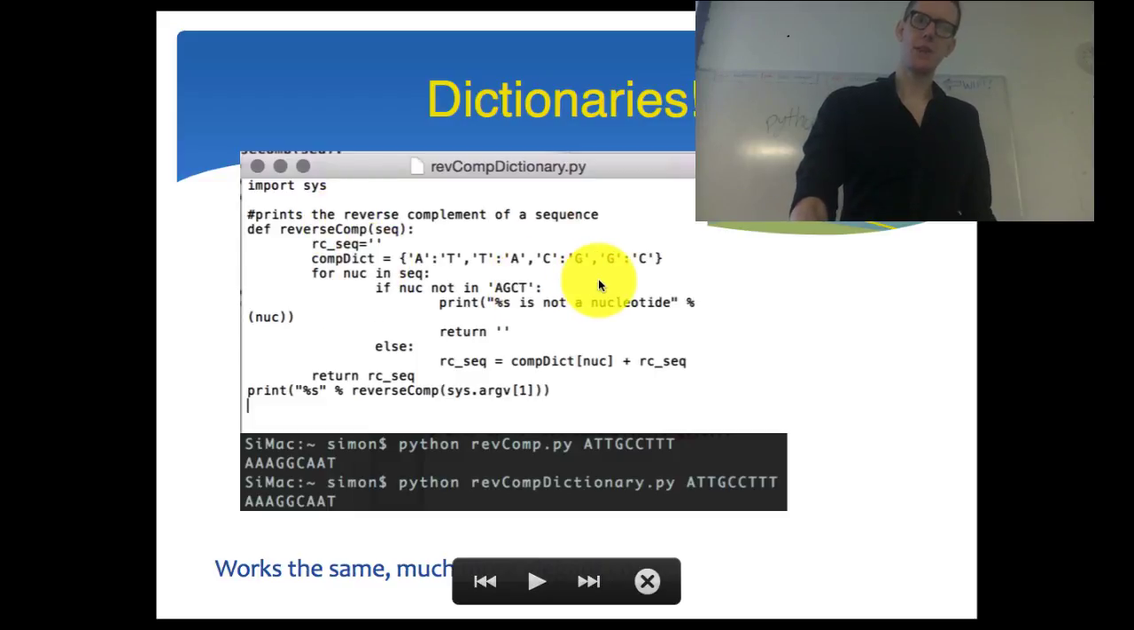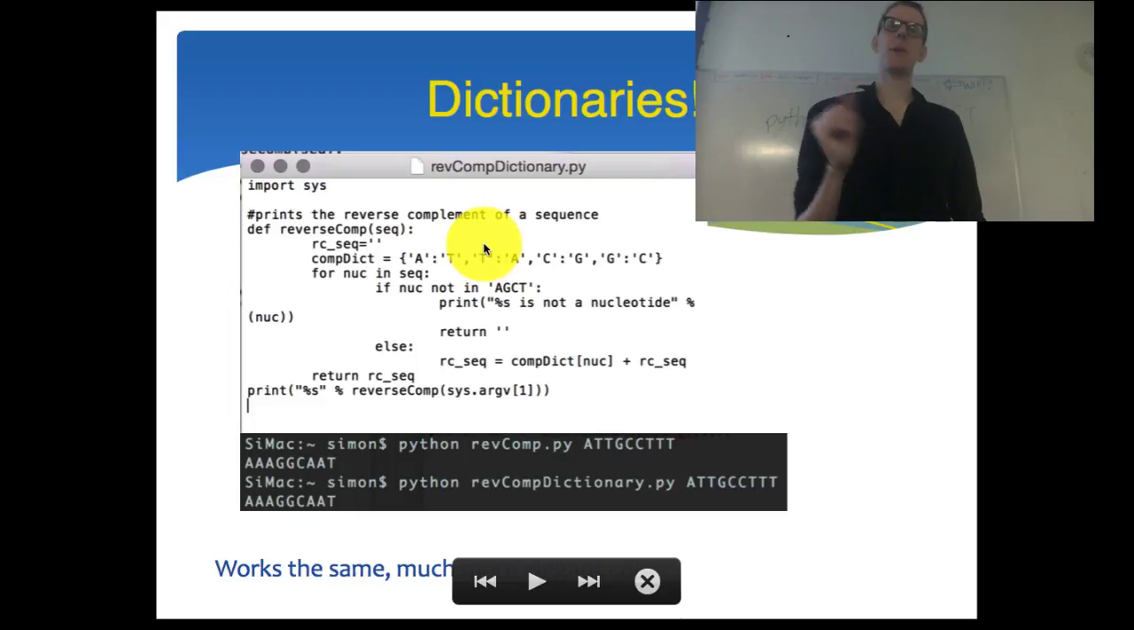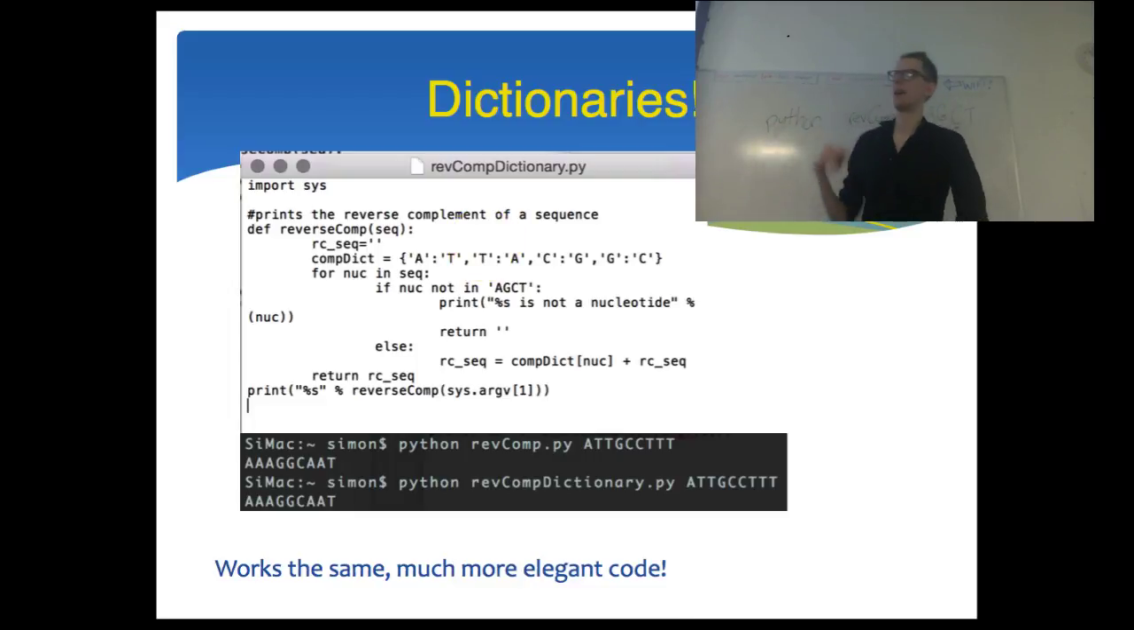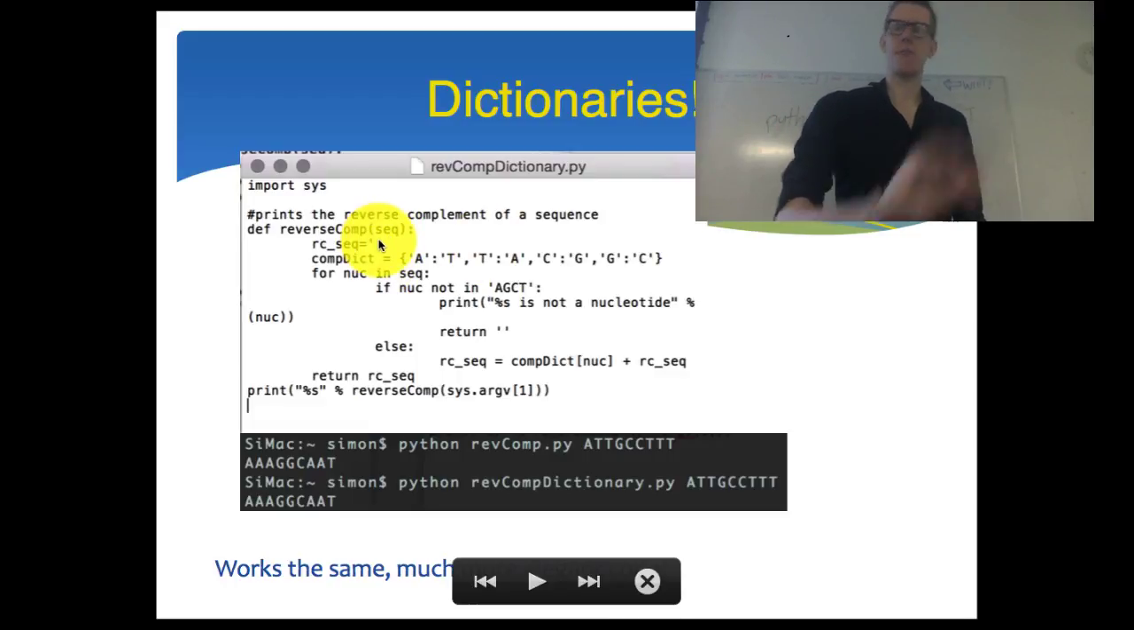Okay, so now that we have this complement dictionary where we can look up the complement nucleotide, we can make use of that, and rather than having if, elif, elif, elif for every different combination, we can just look up the complement nucleotide in the dictionary. So now the processing is the same for every nucleotide. So for nuc in seq, I'm first going to check if my nuc is not in AGCT and print that it isn't, so this bit stays the same.